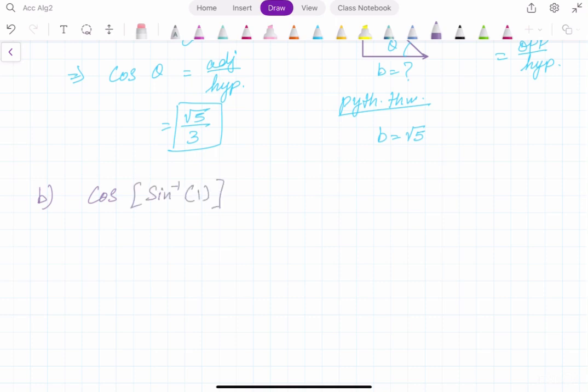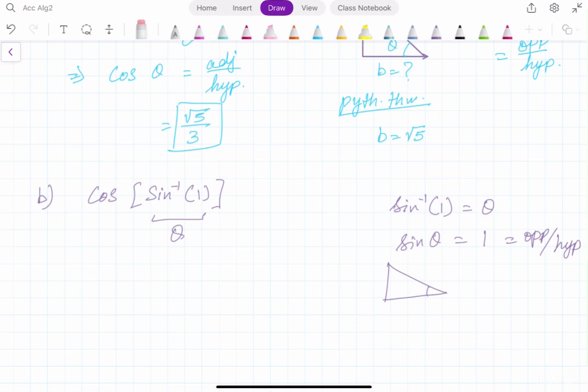So what is the angle for cos in this case? The angle is sine inverse of 1. Let's tackle that. I can do it two ways. Sine inverse 1 is equal to theta. That means sine theta is equal to 1. Either I can create a right triangle and find the missing side length, that means the adjacent, or think along the unit circle. At what angle will sine be 1?